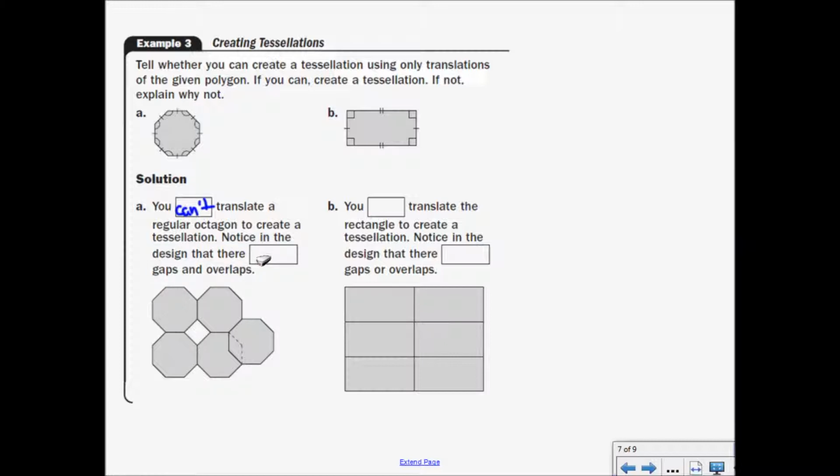Notice in the design that there will be gaps right here and overlaps here. B, you can translate the rectangle to create a tessellation. Notice in the design that there are no gaps or overlaps.